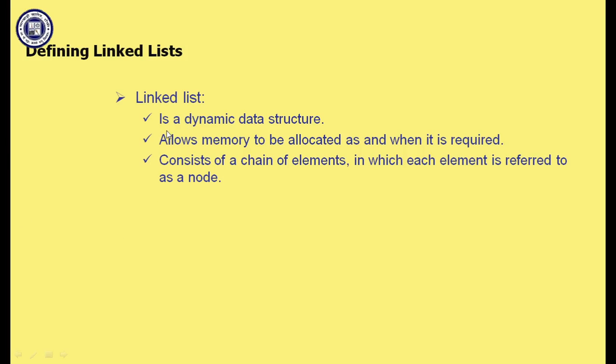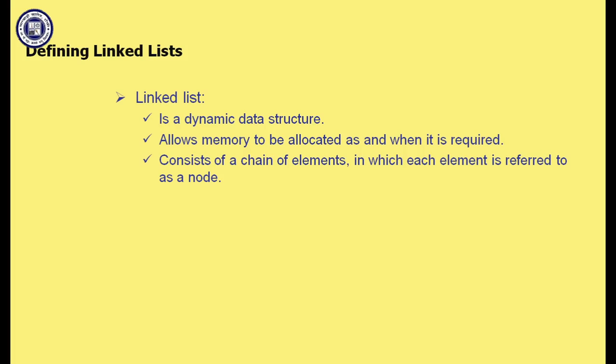A linked list is a dynamic data structure. Rather, it is also a linear data structure. We are calling it a dynamic data structure because we are going to store elements, and when we store elements, we deal with the memory. As per the allocation scheme, a linked list is a dynamic data structure. It allows memory to be allocated as and when it is required. It consists of a chain of elements in which each element is referred to as a node.